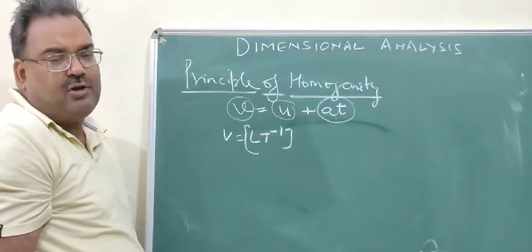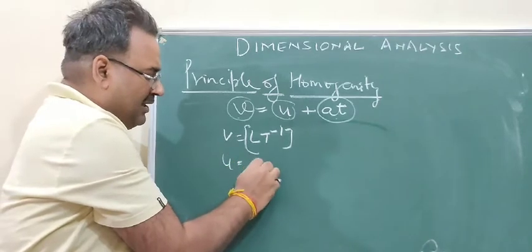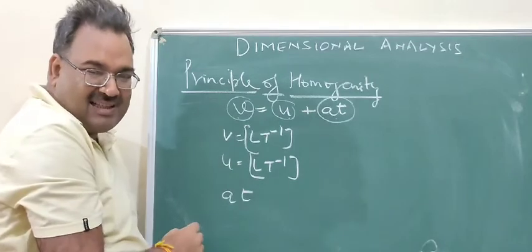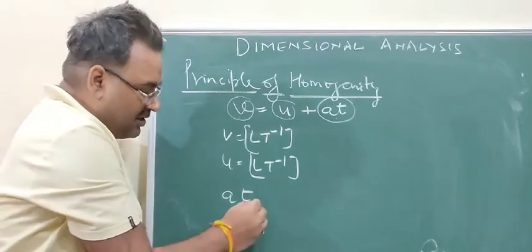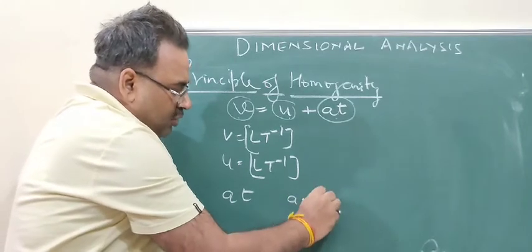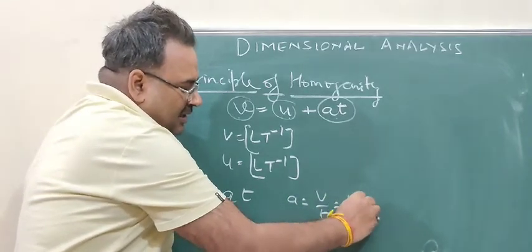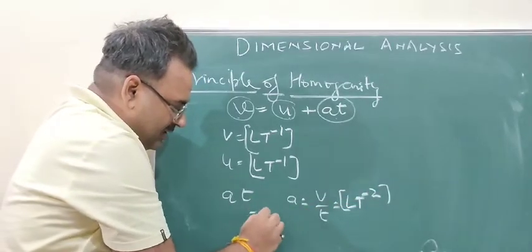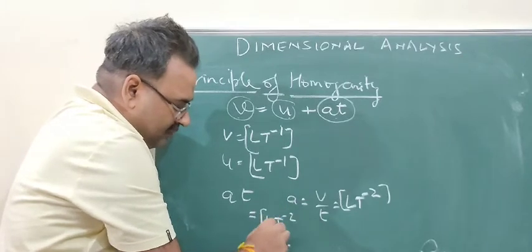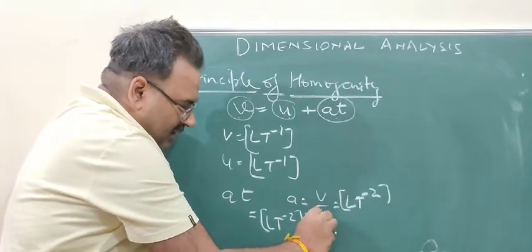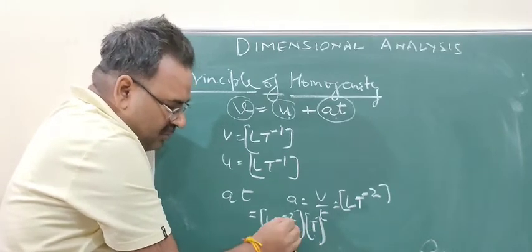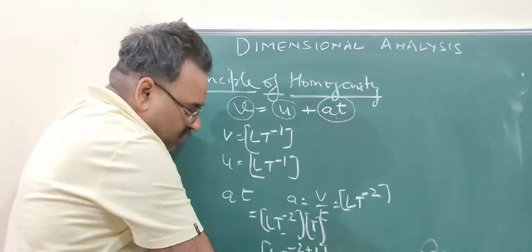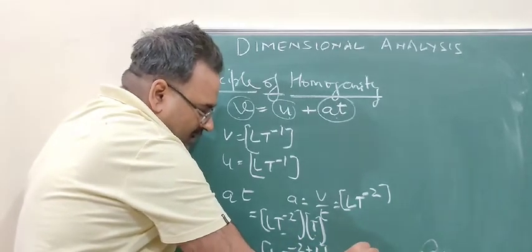And U is also velocity only, so the dimension of U is also LT-1. Now we come to AT. A is acceleration and T is time. What is the formula for acceleration? Acceleration is velocity upon time, so this is LT-2. And we write the dimension of AT: it is LT-2 into T. Here the power of T is minus 2, multiplied by T, so minus 2 plus 1. LT-2 plus 1 is equal to LT-1.